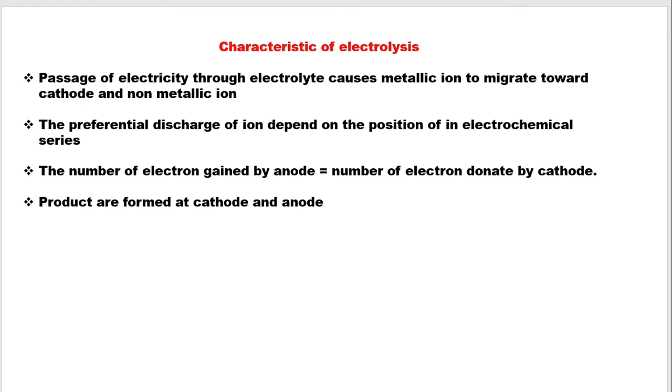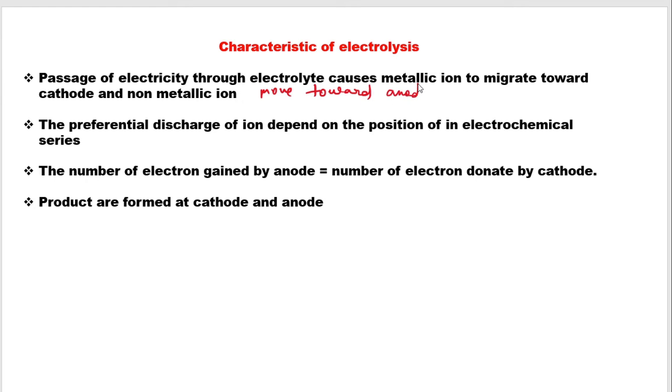So till now we have discussed the electrolysis definition, types of electrolytes, strong or weak or non, then your electrolytic cell where you will conduct electrolysis. So you need to learn about the characteristics of electrolysis. What are the characteristics? On passage of electricity through electrolytes, metallic ions move towards the cathode and non-metallic ions move towards the anode.